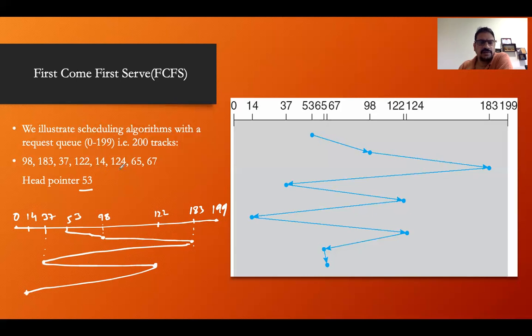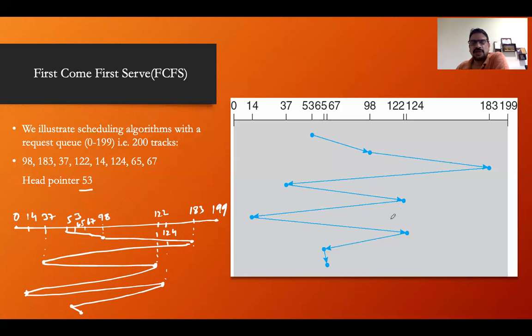Then from 14, I have to go to 124. So I am coming here at 124. Then it requires serving 65. Let's assume that this is 65. And after 65, I have to go to 67. So this is the way I am going to serve, and the same thing is shown here.